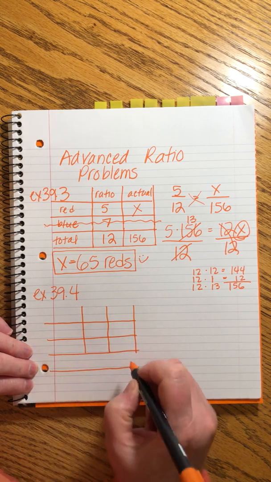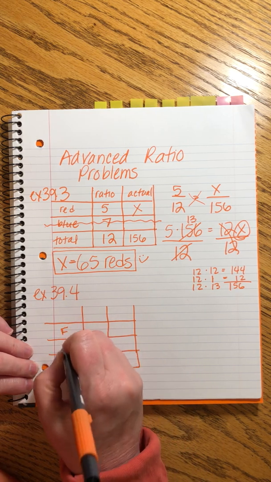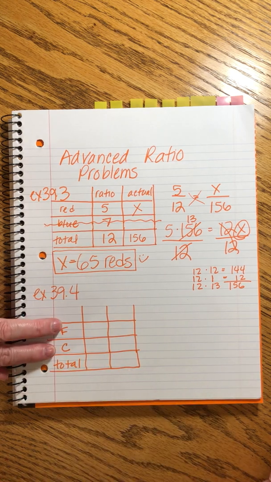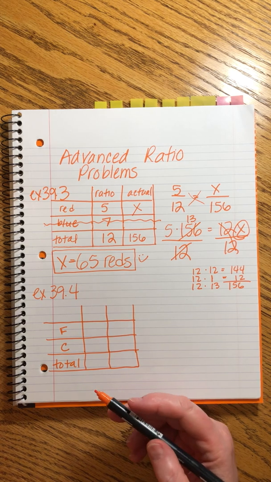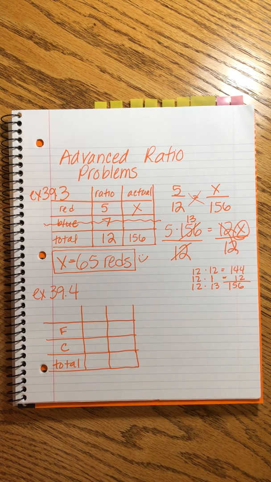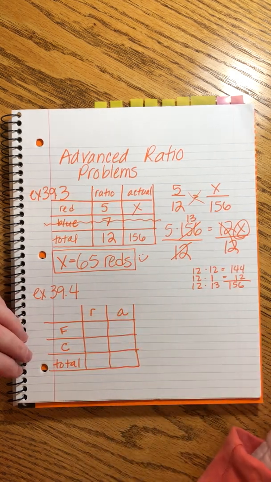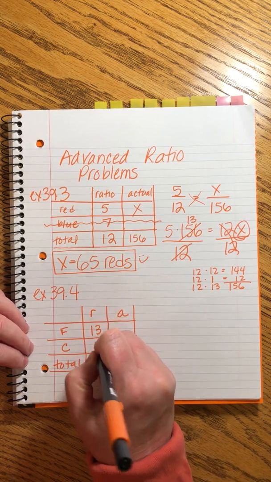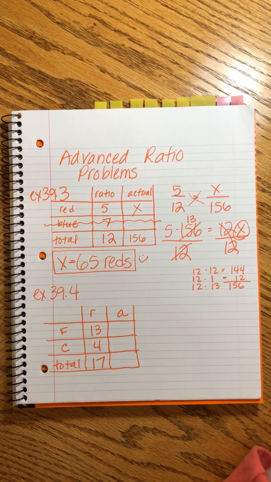Okay, so our tic-tac-toe board has expanded. We have fish, we have crabs, and then we'll have a total. Sometimes we might even have 3 individual elements and then a total. These can get kind of fancy, but it's okay. You can just adjust your tic-tac-toe board, but from now on, I think it's easier just to always put in a total. This is our ratio, this is our actual. The ratio of fish to crabs was 13 to 4. And as soon as we write that in, we can just automatically generate our total.